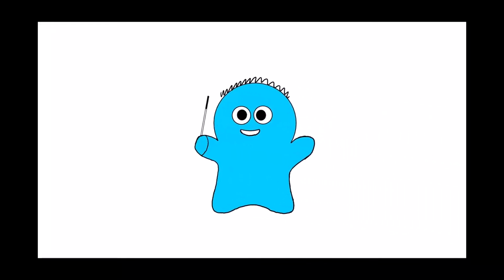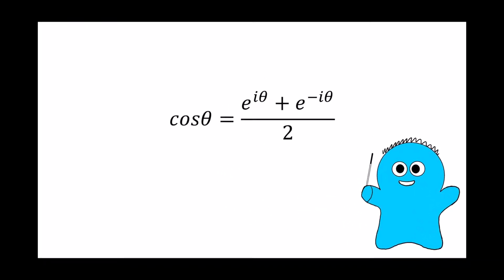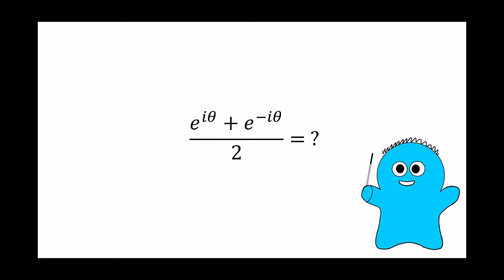Hey there, I'm Floppy. Today we are going to derive the complex identity for cosine, but not with the algebraic way. Instead, we are going on a discovery trip to find the geometrical meaning of this mystical expression, and then explaining why it necessarily must equal cosine of theta.